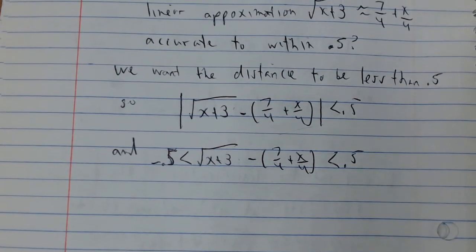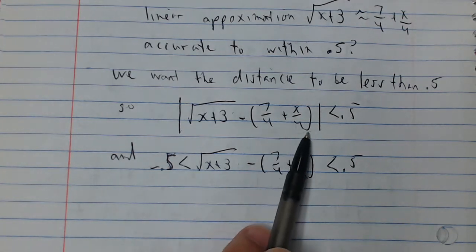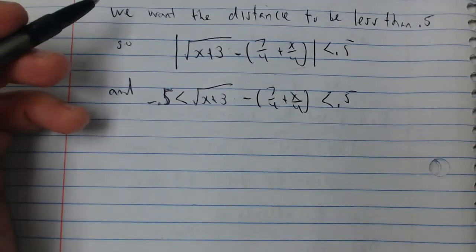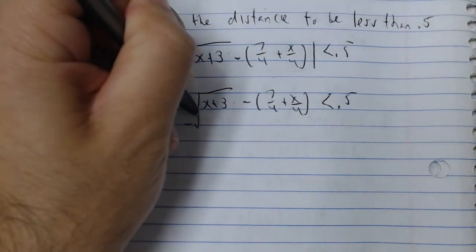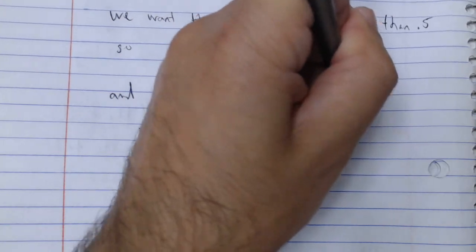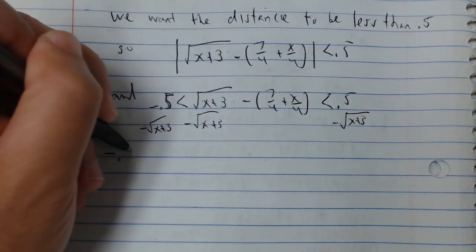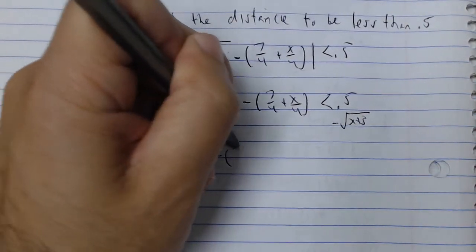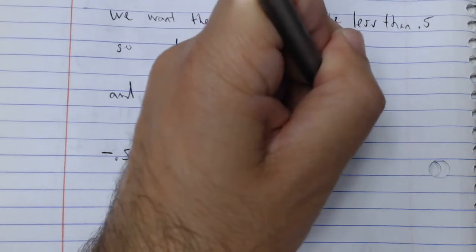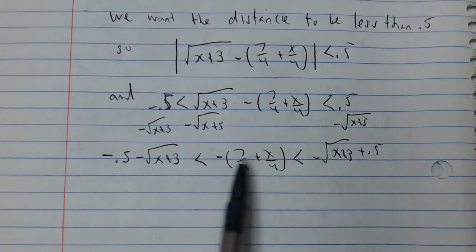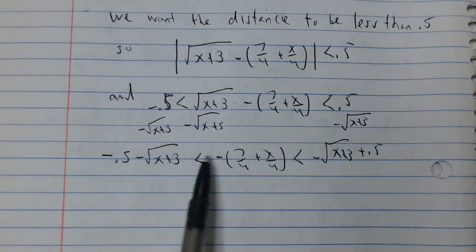So now I want to isolate this linear function, leave the linear function by itself. If I subtract rad x plus 3 from all sides, what do I get? I get negative 0.5 minus rad x plus 3 is less than negative 7/4 plus x over 4 is less than negative rad x plus 3 plus 0.5. And now, just to get rid of this minus, I'm going to multiply everything by a negative, and these inequalities are going to flip, so I'm going to rearrange them so it works out just right.